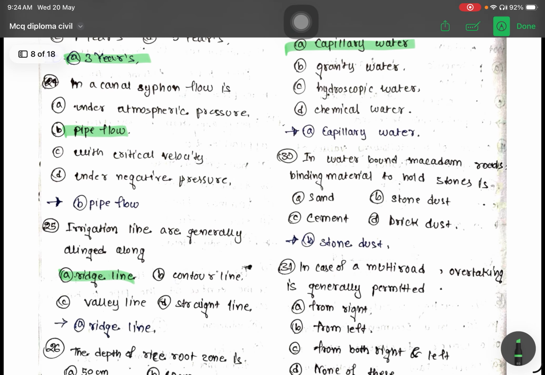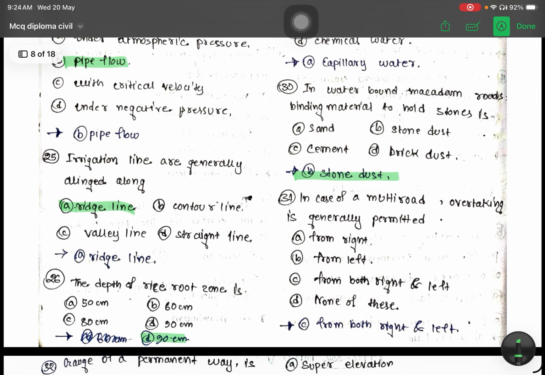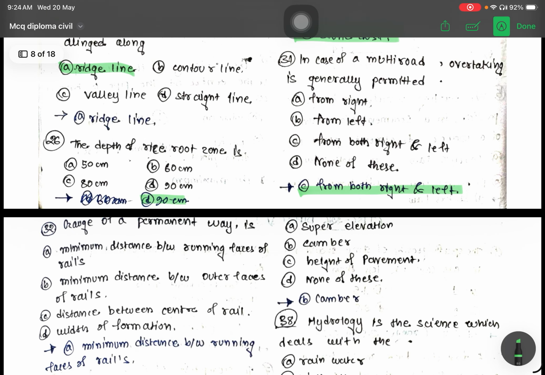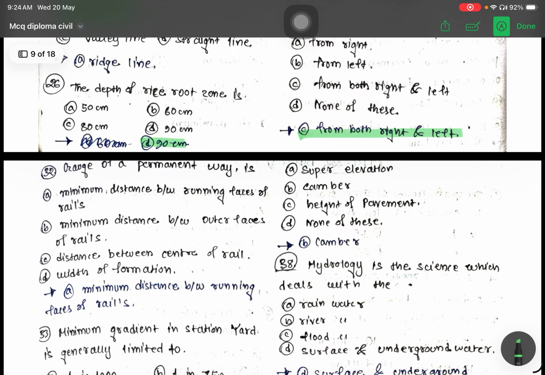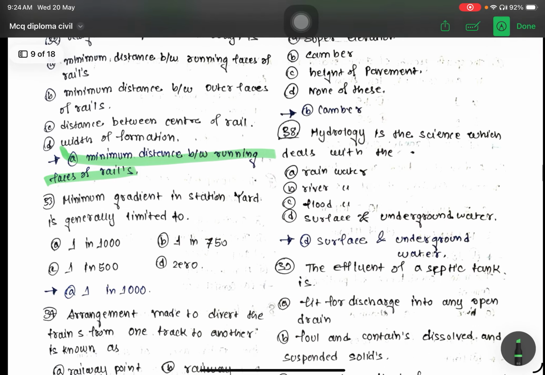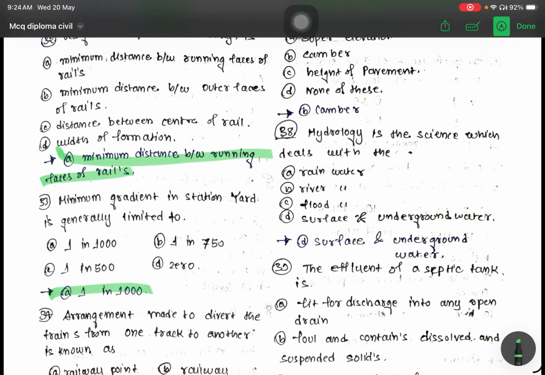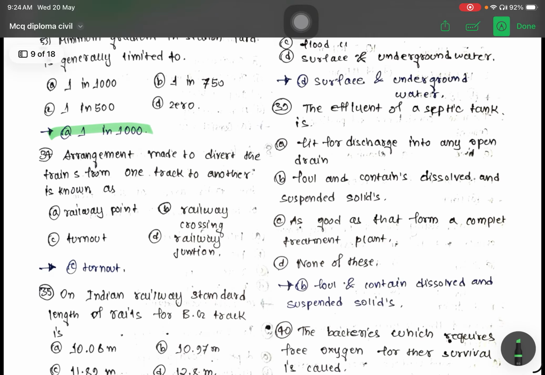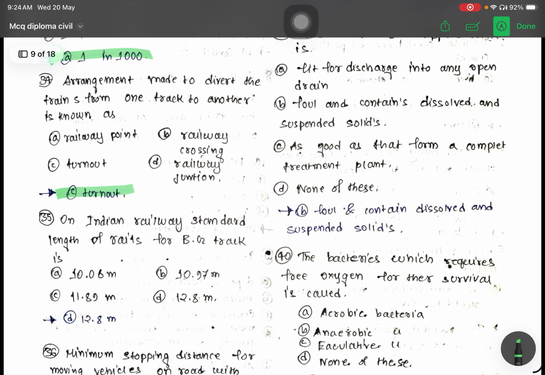In waterbound macadam road construction, the material to hold the stone is stone dust. In case of multi-lane roads, overtaking is generally permitted from both right and left. Gauge is the minimum distance between the running faces of the rails. The minimum gradient of station yards is 1 in 1000. The arrangement made to divert a train from one track to another is a turnout. The Indian Railway standard length of rail for broad gauge is 12.8 meters.